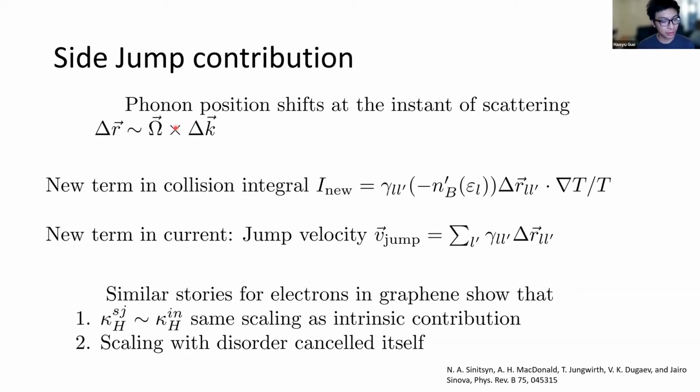When the side jump effect is present, there are two modifications you need to add to the Boltzmann equation. The first is that when a particle lives in some external potential, say a temperature gradient or an electric field, then when the position of the particle changes, its energy is a little different. You need to account for that on the right hand side of the Boltzmann equation. Also, associated with the side jump, there is a velocity of these particles just because they are jumping. So when you calculate the current from all of these particles, there's a new term in the velocity, called the jump velocity.